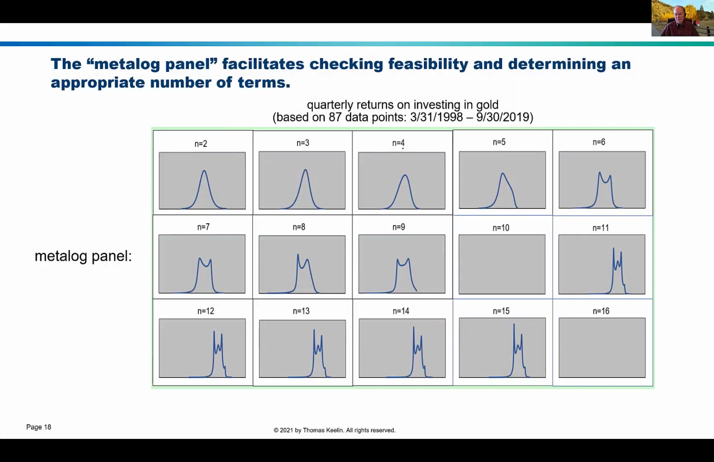We often use a Metalog panel to help address this question. The Metalog panel arrays the Metalogs on the same set of data from 2 to 16 or however many terms. This is a different example, quarterly returns on investing in gold. But you can see here, for example, that some are bimodal, some are unimodal. The bimodal ones probably have an explanation, just like the fish did. Some of these may be overfit. The blank ones may be infeasible. But the Metalog panel will often help you quickly zero in on the number of terms you'd like to use.